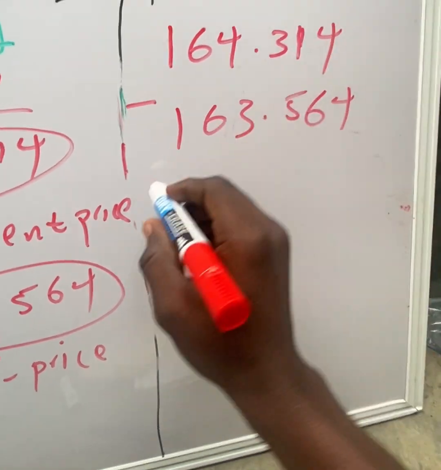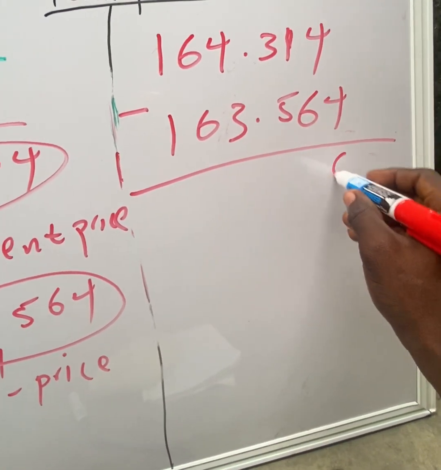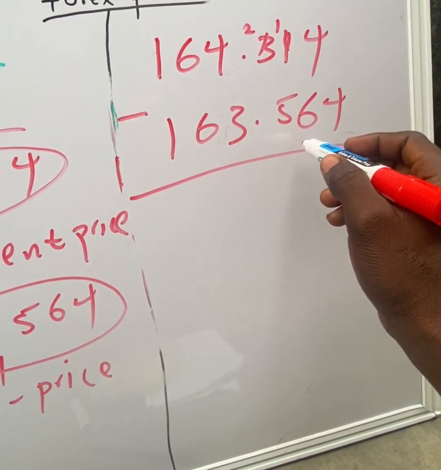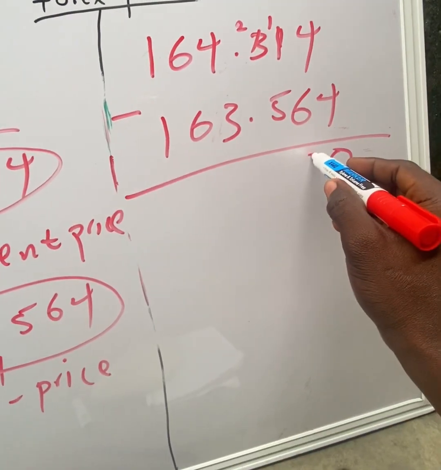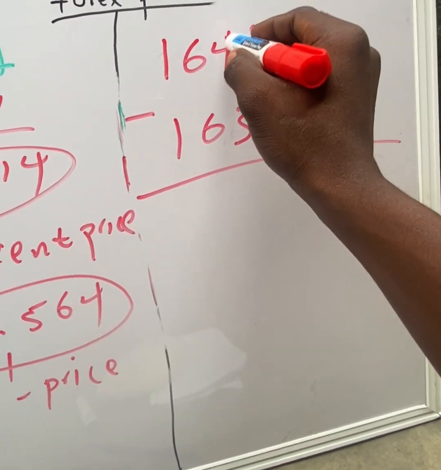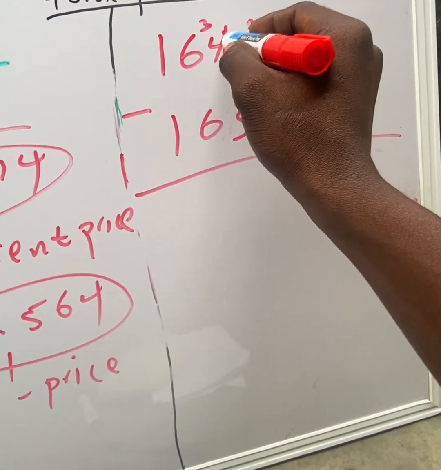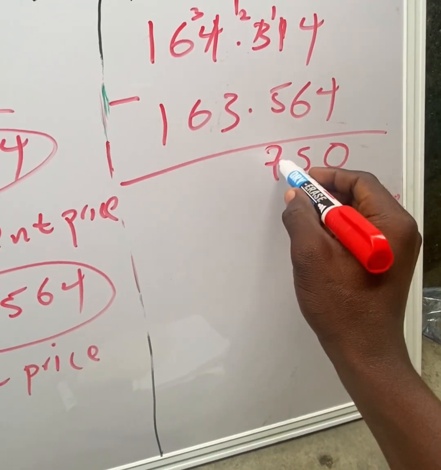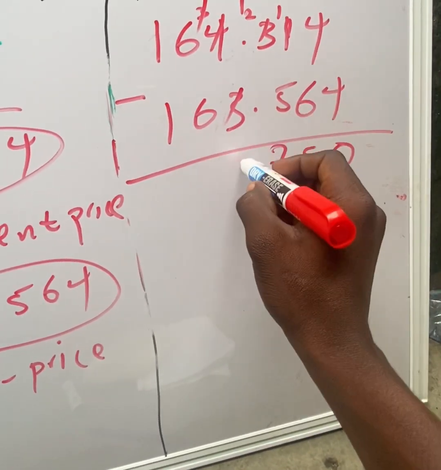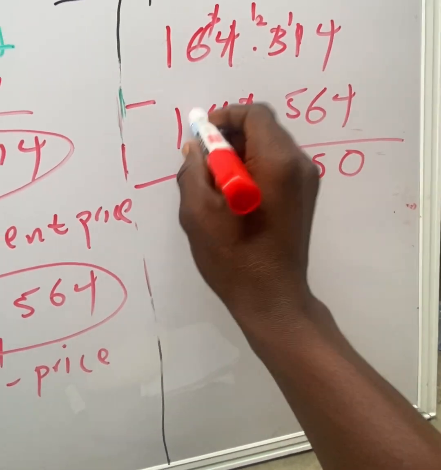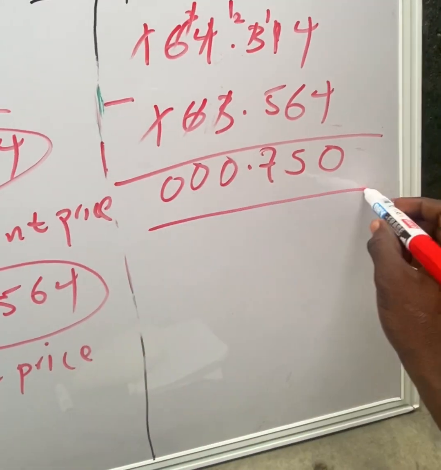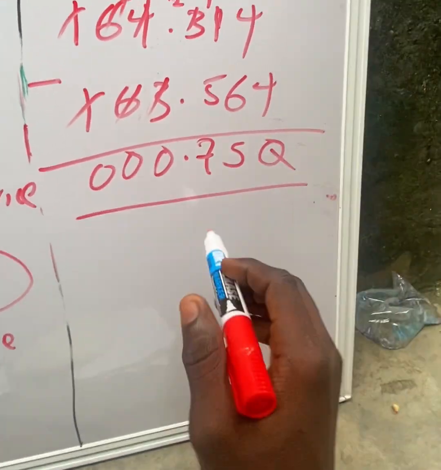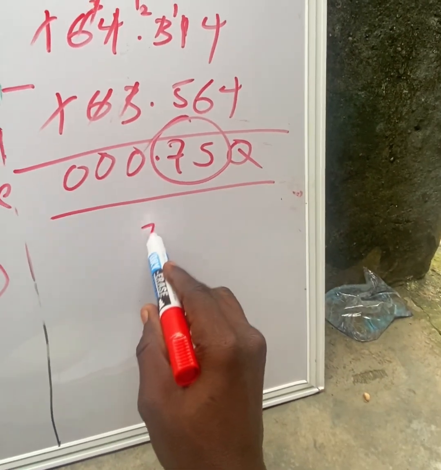4 minus 4 is 0. 1 minus 6 is impossible. We borrow 1 from here, it becomes 2. So we have 11. 11 minus 6 is 5. 2 minus 5 is impossible. We borrow 1 from here, it becomes 3. We add 1 to this guy. 12 minus 5 is 7. 3 cancel 3, 0. 6 cancel 6, 0. 1 cancel 1 is 0. So we have 0.750. So we already know this guy is pipettes. So we have 75 pips.